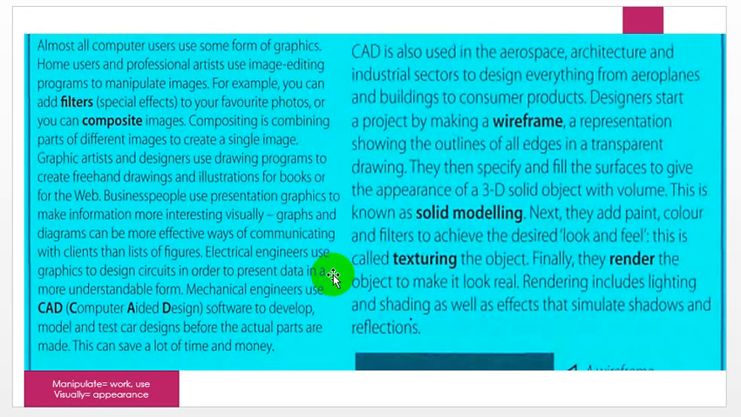Graphic artists and designers use drawing programs to create freehand drawings and illustrations for books or for the web. Business people use presentation graphics to make information more interesting. Usually, graphics and diagrams can be a more effective way of communicating with clients than lists of figures. Electrical engineers use graphics to design circuits and to present data in a more understandable form. Mechanical engineers use CAD, computer aided design software, to develop models and test car designs before the actual parts are made. This can save a lot of time and money.